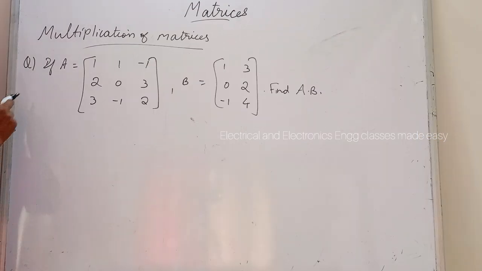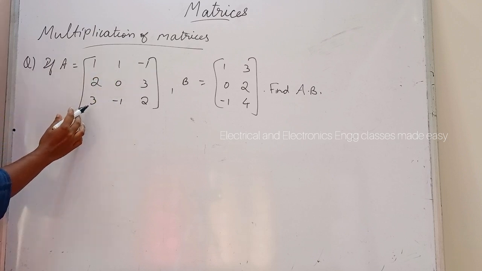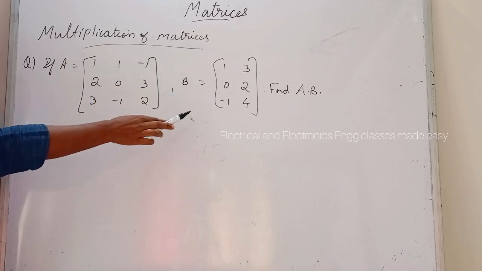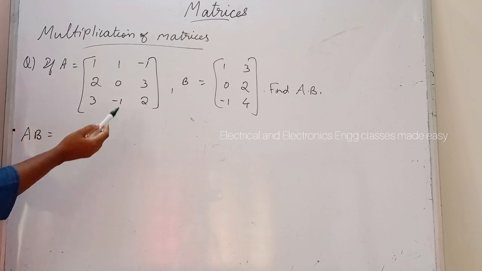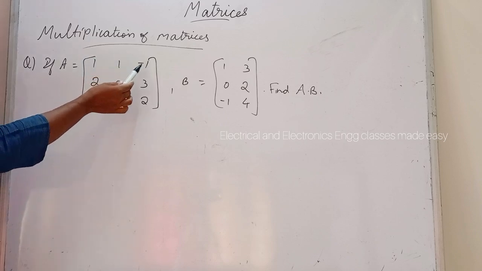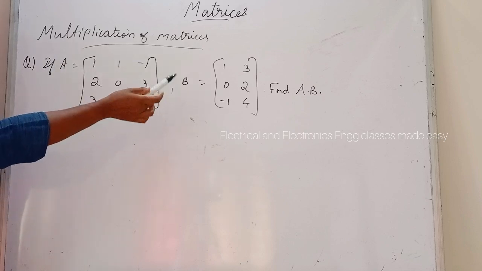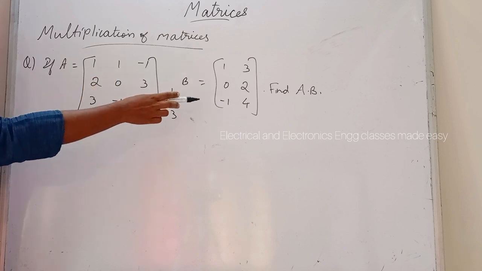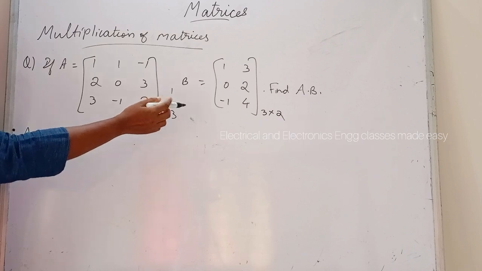Let us do another problem. If A is equal to 1, 1, minus 1, 2, 0, 3, 3, minus 1, 2, and B is equal to matrix 1, 3, 0, 2, and minus 1, 4. Find A into B. So to find A into B, first of all we have to check whether the number of columns of first matrix is same as that of number of rows of the second matrix. So this is 3 by 3 matrix and this is 3 by 2 matrix. So here we can multiply these two matrices.